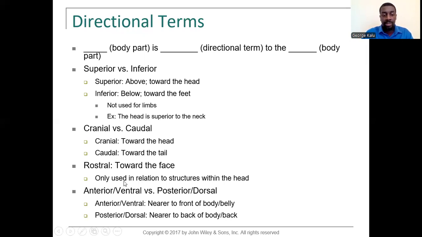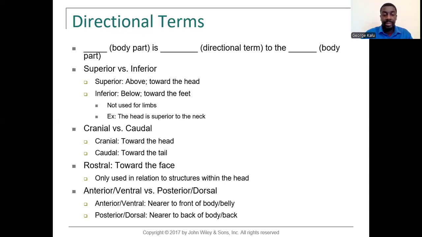Okay. The next one that we use is rostral. So rostral just means towards the face. Okay. So again, this is only used with structures within the face or within the head area. Okay. So for example, you can say the eyes are rostral to the brain. Okay. The eyes are closer to the face than the brain.